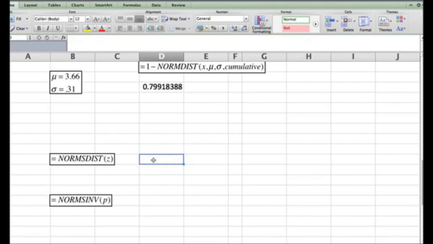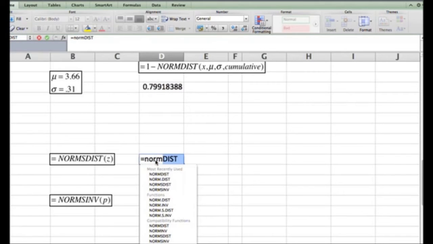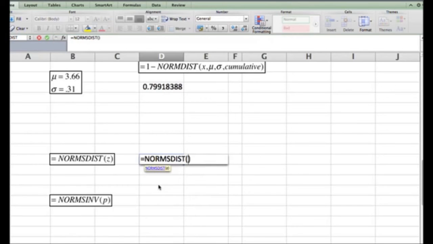Let's take a really popular one, 1.96. And let's type in equal, and then start typing NORM.S.DIST. You'll see it in the drop-down menu. What it's asking us for is a z-score. And I'm going to enter 1.96. When I hit enter, it returns 0.97500021. It is the probability that exists at a z-score of 1.96, 97.5%, also one that's very popular.